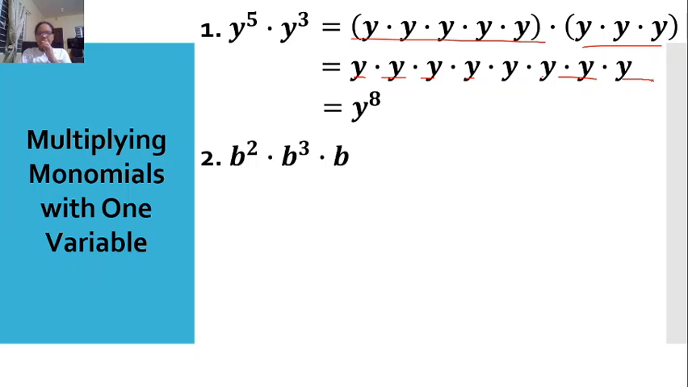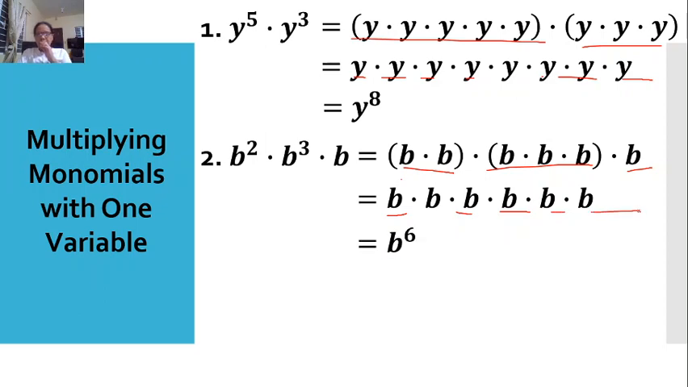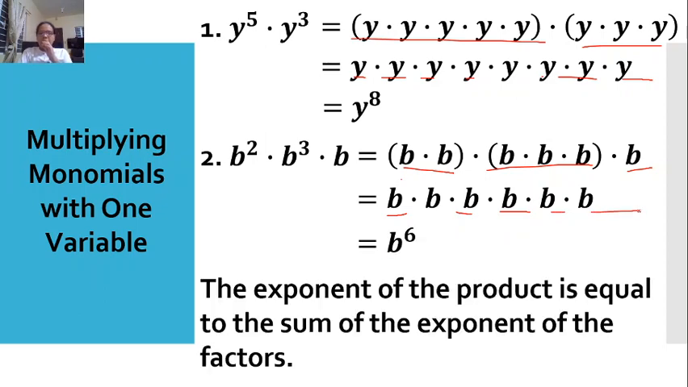Now, if we're given b squared times b cubed times b, how many b's are there? So 2 b's for the first factor, and then 3 b's for the second factor, and then there's 1 b. So if we combine, we get 1, 2, 3, 4, 5, 6 b's, which is equal to b to the sixth. The exponent of the product is equal to the sum of the exponents of the factors.